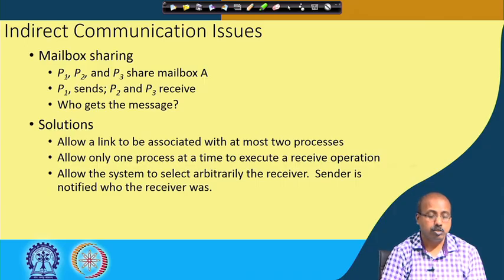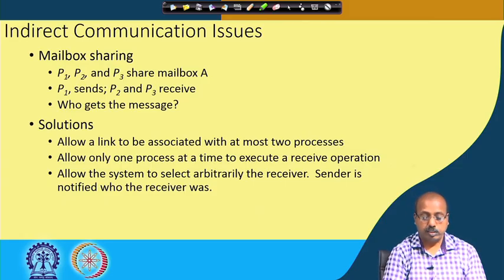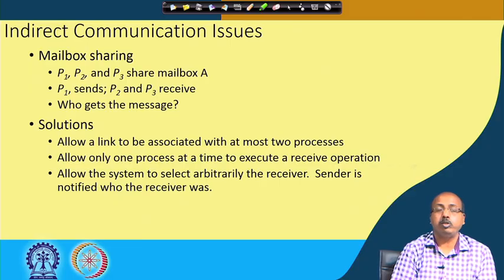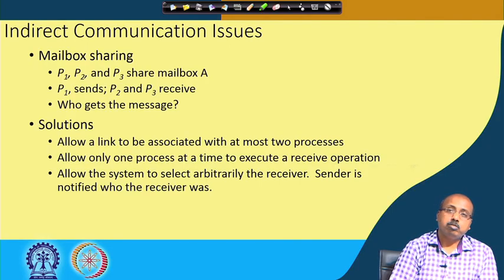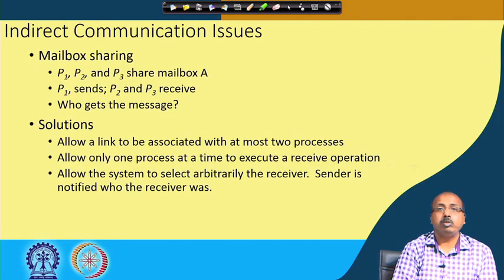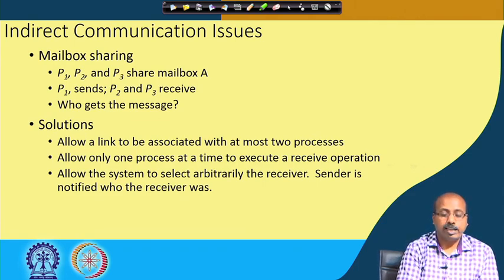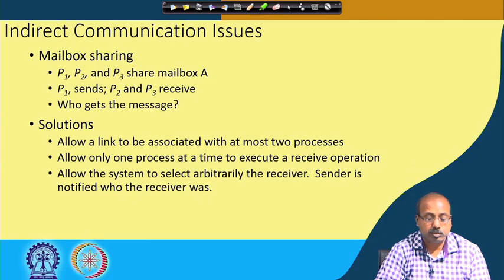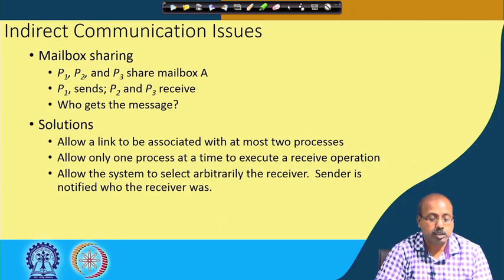So, what can be the solution? The solution is to allow a link to be associated with at most two processes. So if I have a single mailbox A associated with three processes P1, P2, P3, instead we can create two mailboxes, one between P1 and P2 and one between P1 and P3. That way we do not have the problem of which process gets the message.